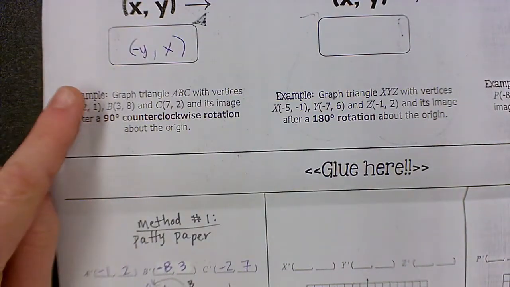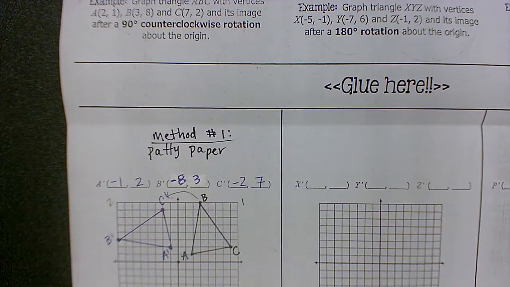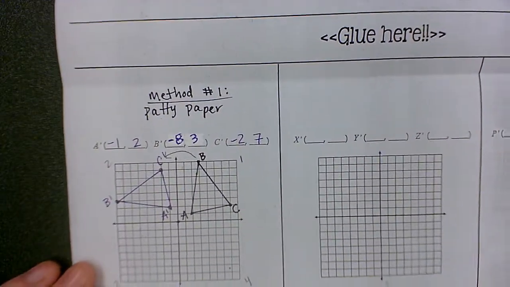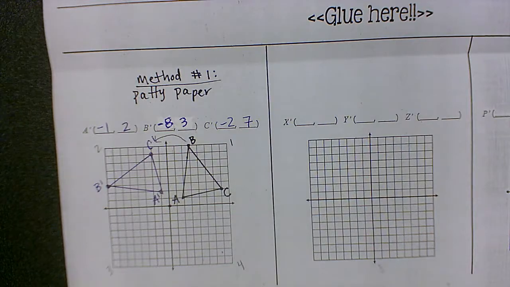So again, you can always use the rule for these. I'm just showing you one method. This isn't probably the most ideal method because we don't get to use this nice patty paper on an EOC, but it's really good to start learning how to do it just so you can visualize that actual motion.